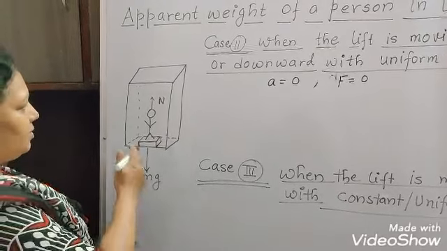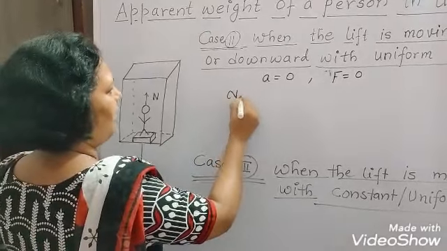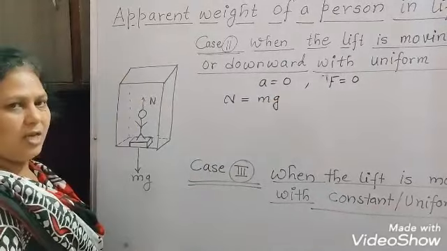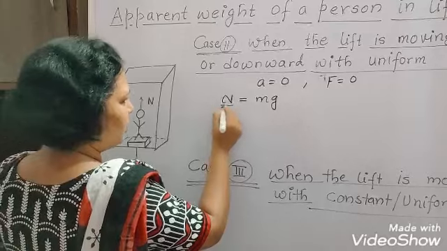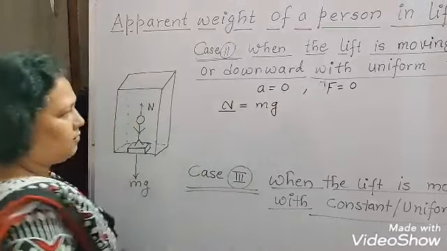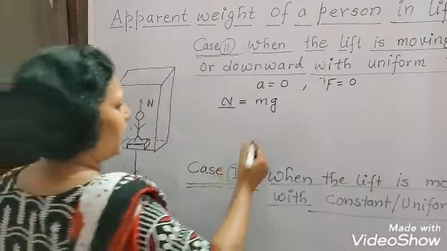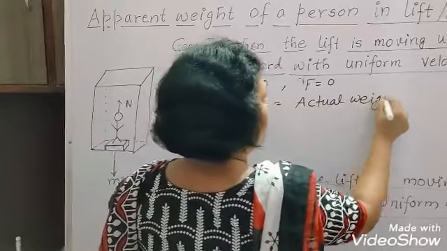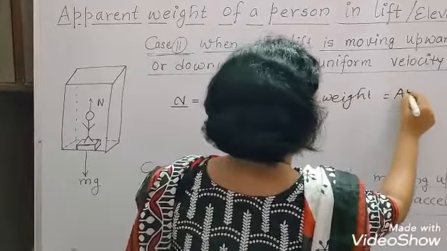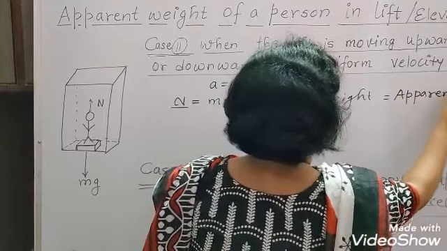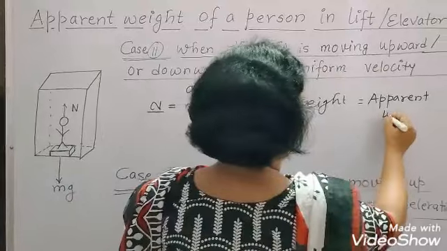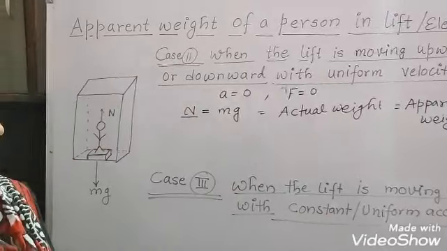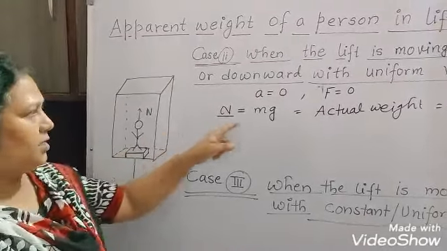So you will find here the upward force which is working is N, and the downward force which is working is mg. So once again you can say the weighing machine will read mg as the weight of the person, and once again the actual weight of the person is equal to the apparent weight. That means there will be no difference between the apparent weight and the actual weight. The apparent weight is the weight of that person, which is equal to mg.